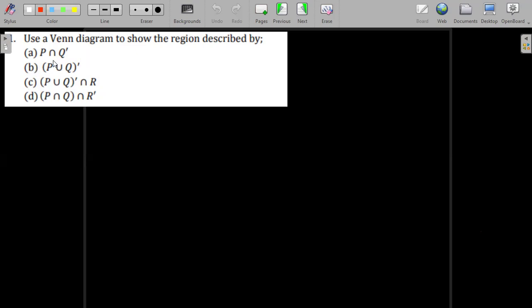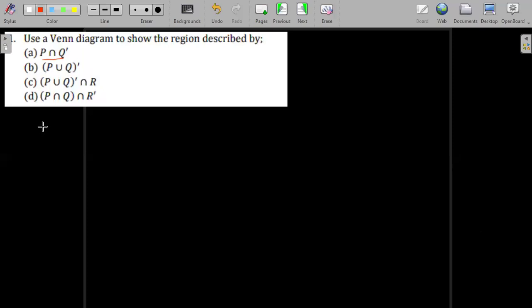Question 1 says, use a Venn diagram to show the region described by. So we have these here, A, B, C, up to D, and that is telling us to use a Venn diagram to show that region that is described by this set notation here. So we have different set notations there, and we have to use the Venn diagram.